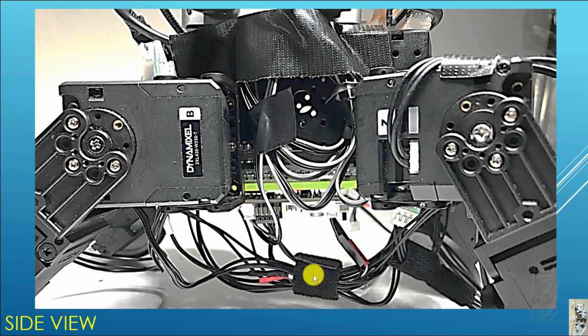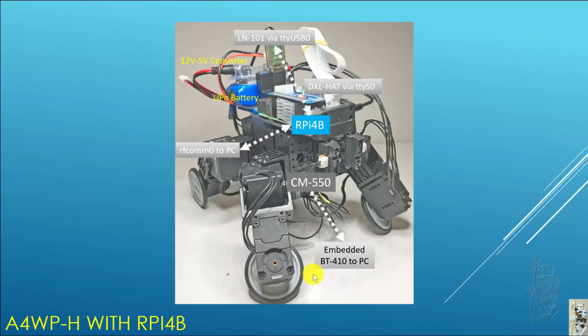This is a picture of the A4W, the same robot, but when it was using the RPi4B, as shown in my book. So the CM50 is at the bottom, and the RPi4B is up here. It has its own battery and a 12 volt to 5 volt converter. So you can see it's a little bit more bulky when using the RPi4B, and it even has a little extension so that the little battery can sit on it. So it's a bit more bulky than the RPi0-2W version.